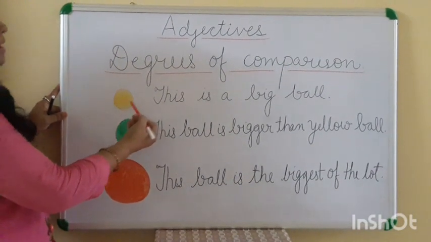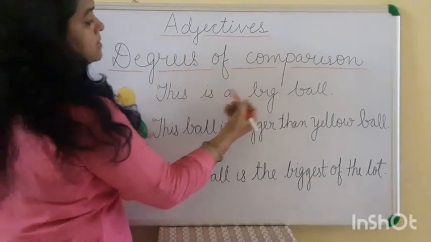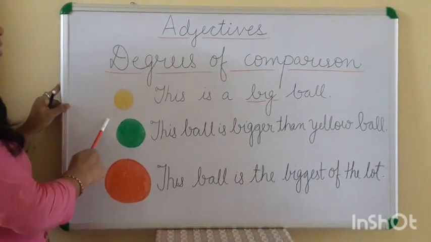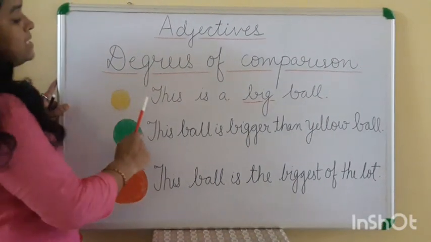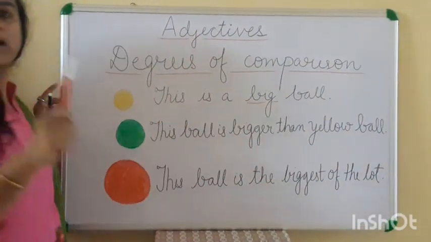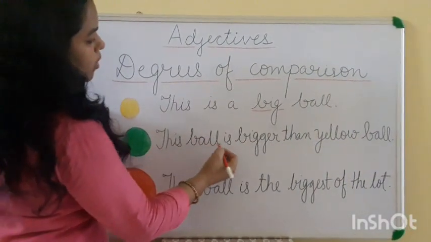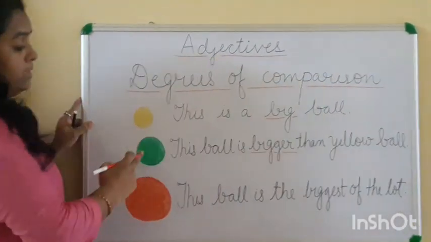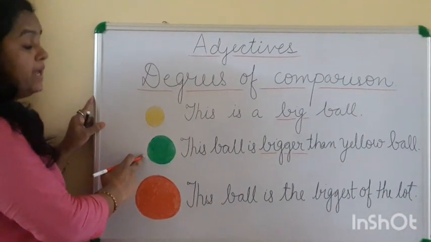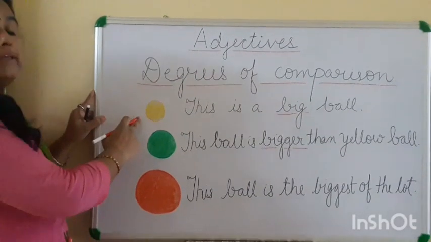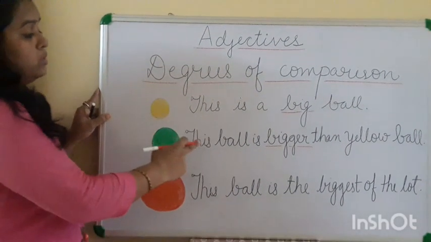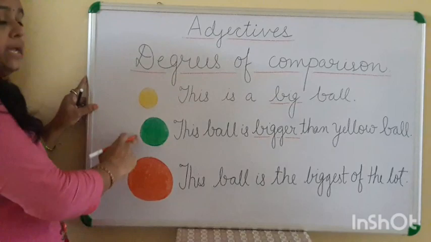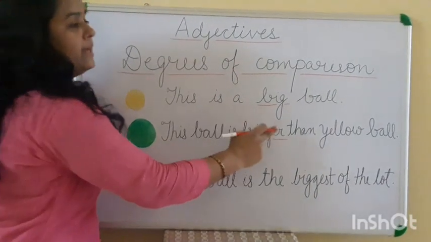This is the yellow ball. I'm writing this is a big ball. Listen children, I am not comparing this ball with any other ball. I am just saying this is a big ball. This ball is bigger than yellow ball. Now in this sentence, I am comparing this green ball with yellow ball. So this ball is bigger than yellow ball. When we compare 2 things, we use the comparative degree.